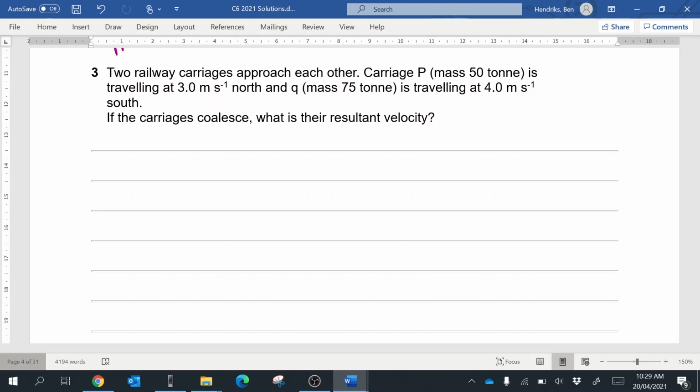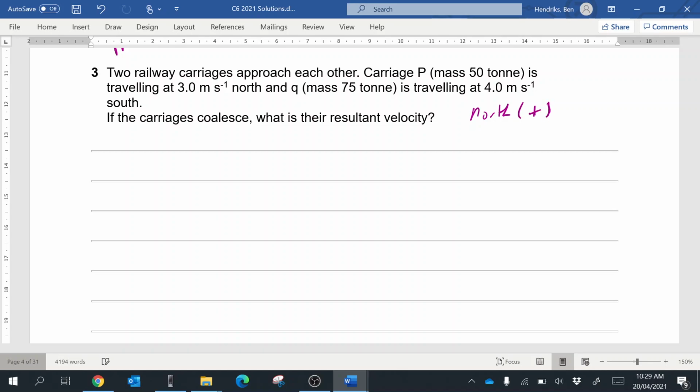In this example, we have two railway carriages approaching each other. Carriage P has a mass of 50 tonnes and is travelling at 3.0 metres per second north, and carriage Q has a mass of 75 tonnes and is travelling at 4 metres per second south. We're going to say that north is positive in this case.